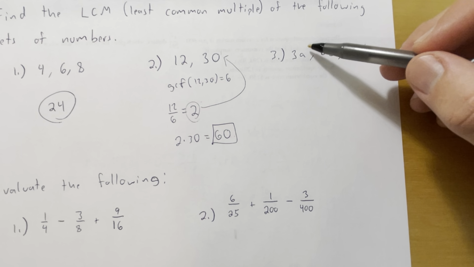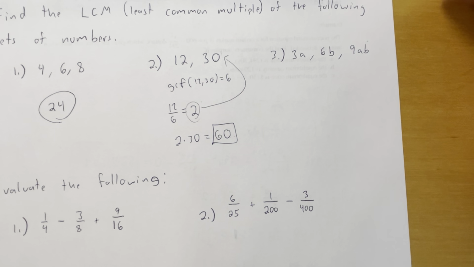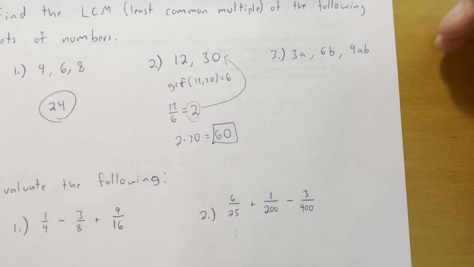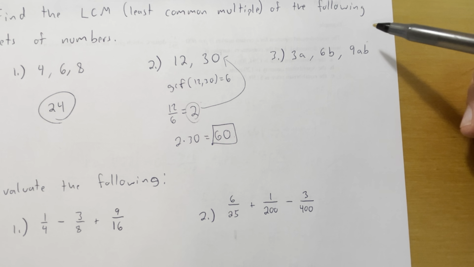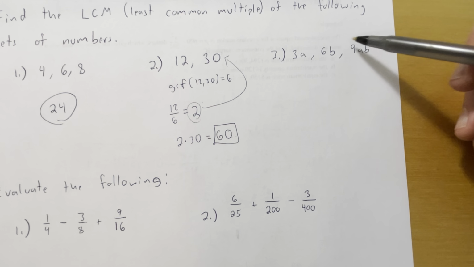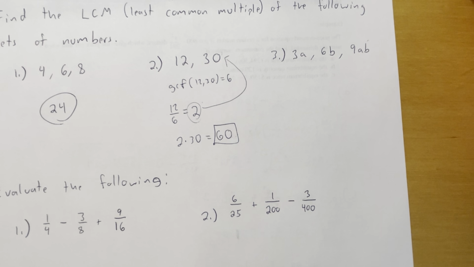I want to find the least common multiple of these three numbers, but these three numbers include unknowns, A's and B's. Okay? I need the least common multiple of all three of these. If I look at just the coefficients, 3, 6, and 9, ignore the A's and the B's for a second.